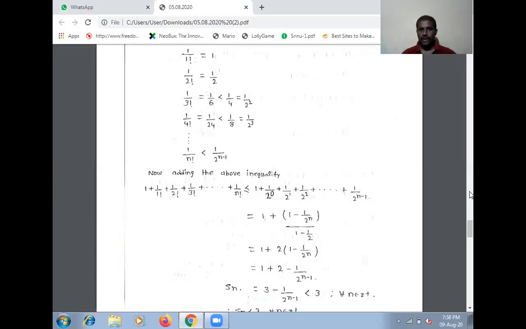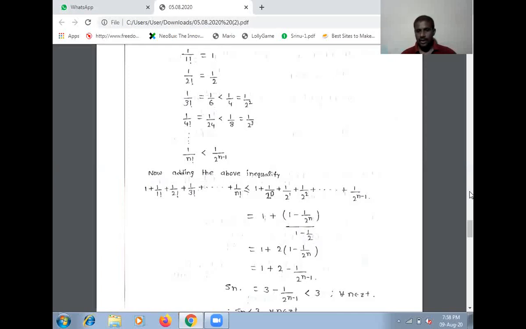The right side terms are 1 plus 1 by 2 to the power of 0. 2 to the power of 0 equals 1, so the first two terms are 1. So 1 plus 1 by 2 to the power of 0, plus the second term 1 by 2, which is 1 by 2 to the power of 1. The third term is 1 by 2 square, plus and so on. The nth term is 1 by 2 to the power of n minus 1. So it is 1 plus a series in the form of GP. It is a GP series.